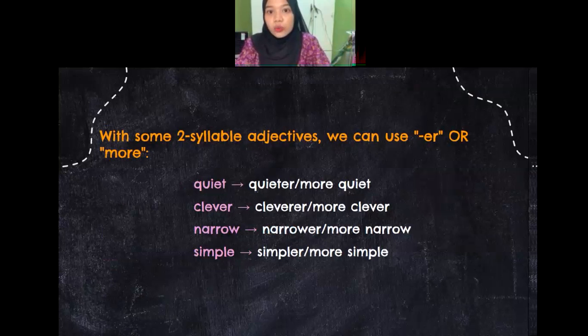However, there are also some two-syllable adjectives that we can use with either er suffix or more. For example, the first one is quiet. It becomes quieter or more quiet. The second one is clever, where it becomes cleverer or more clever. The third one is narrow, where it becomes narrower or more narrow. And the last one is simple, where it becomes simpler or more simple.